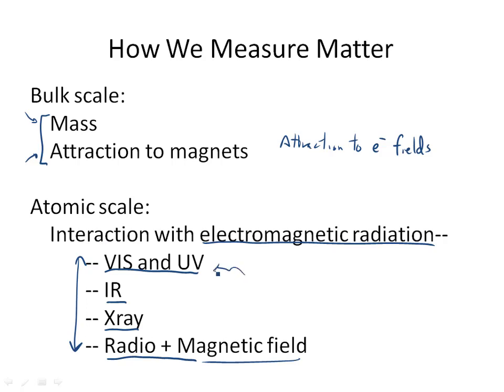UV and visible tell us about how well electrons are held near the nuclei inside atoms and molecules. Infrared tells us how molecules vibrate, which tells us something about their structure, about their shape. X-rays tell us about the shape of molecules. They actually tell us where the nuclei of different atoms are within a molecule. And radio waves are used to probe the environments around individual atoms, which tells us something about what other atoms are surrounding an atom under study.